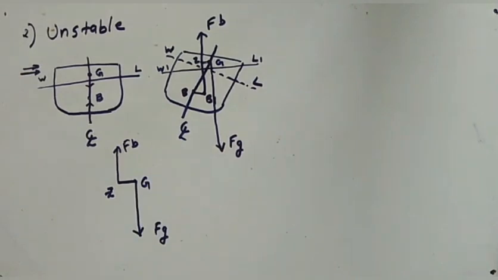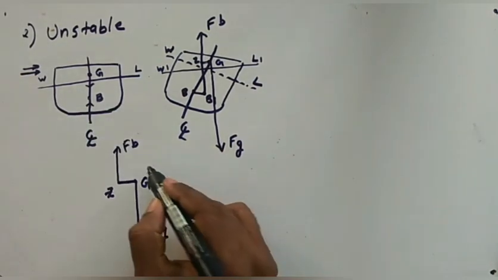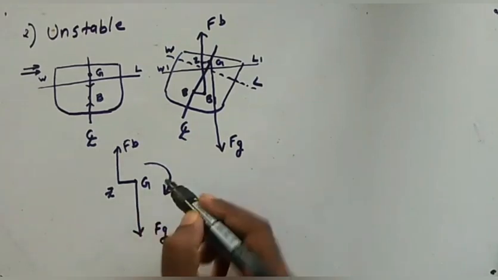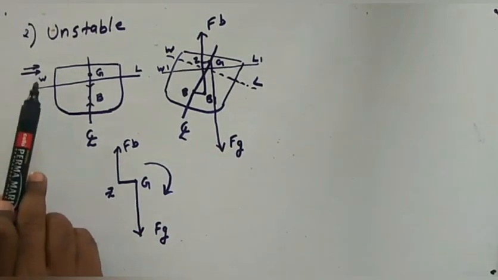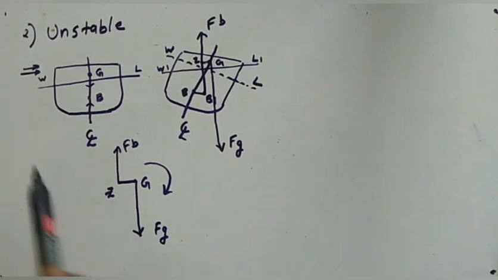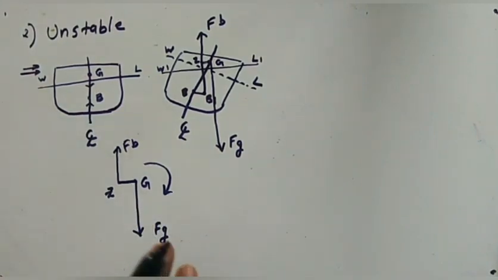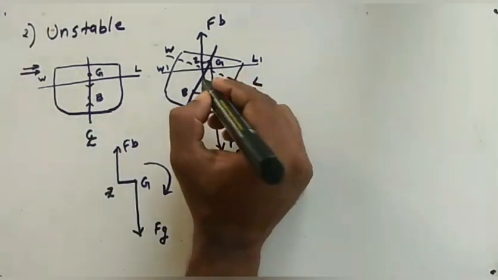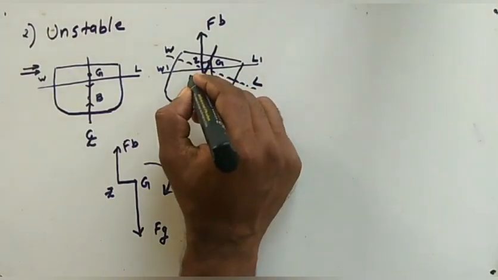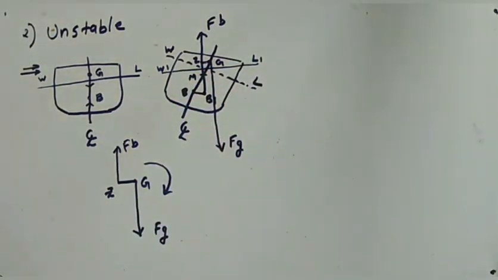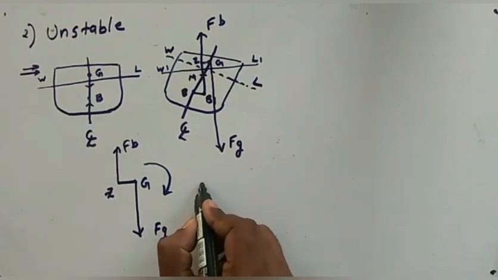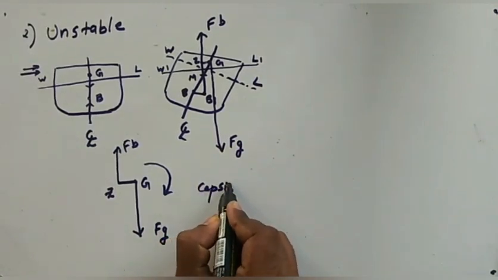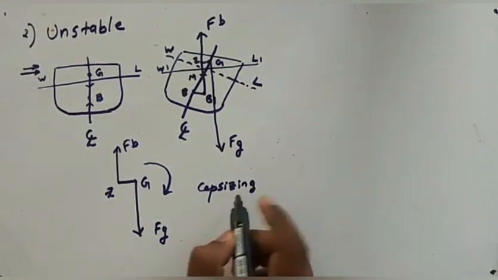If you see this force diagram, there is a moment which acts in this direction. That means if my ship is inclined in the clockwise direction, I am getting one moment in the same direction, which will heel my ship further, right? So this is called my unstable ship. The same as my stable ship, I am naming this point as M, right? And this moment is called the capsizing moment.